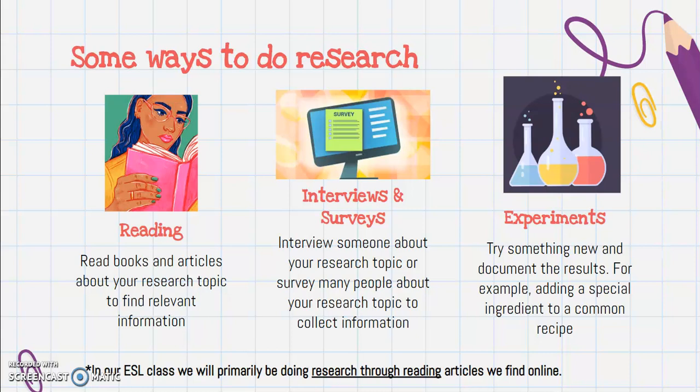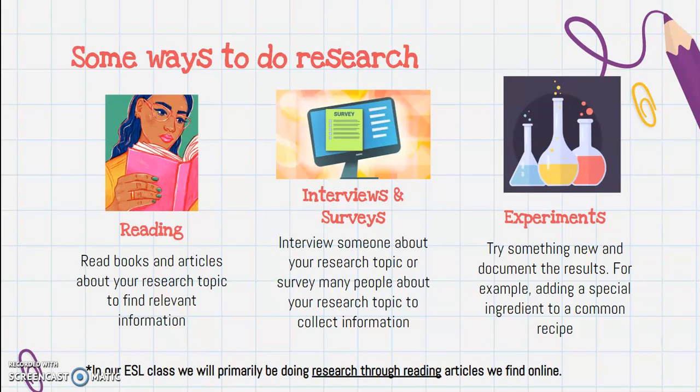Here are 3 methods. One method is by reading. You can read books and articles about your research topic to find information. Another method is interviewing or surveying people. You can interview a person about your research topic. That means you ask them questions about it. Or you could survey many people about your research topic. That means you ask a few questions to a wide number of people. And that's another way to collect information about your topic.